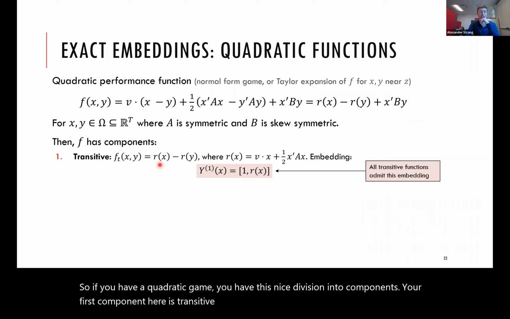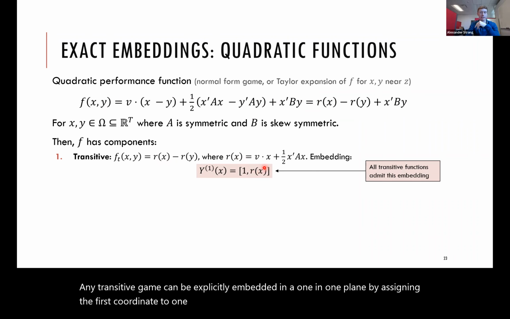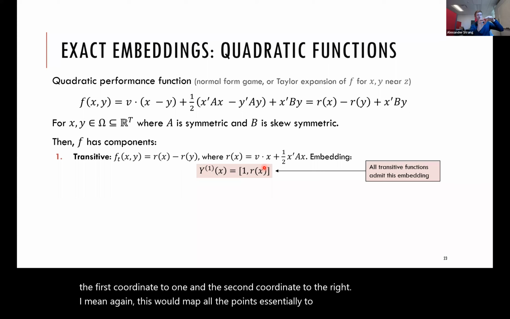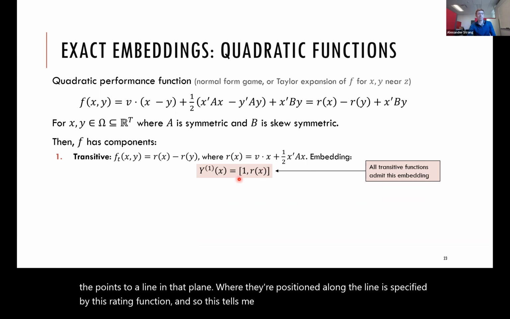The transitive component, like actually any transitive game, can be explicitly embedded in one plane by assigning the first coordinate to 1 and the second coordinate to the rating. And again, this would map all the points essentially to a curve. This would map all the points to a line in that plane where their position along the line is specified by this rating function. And so this tells me, well, all transitive functions can be embedded in this fashion.